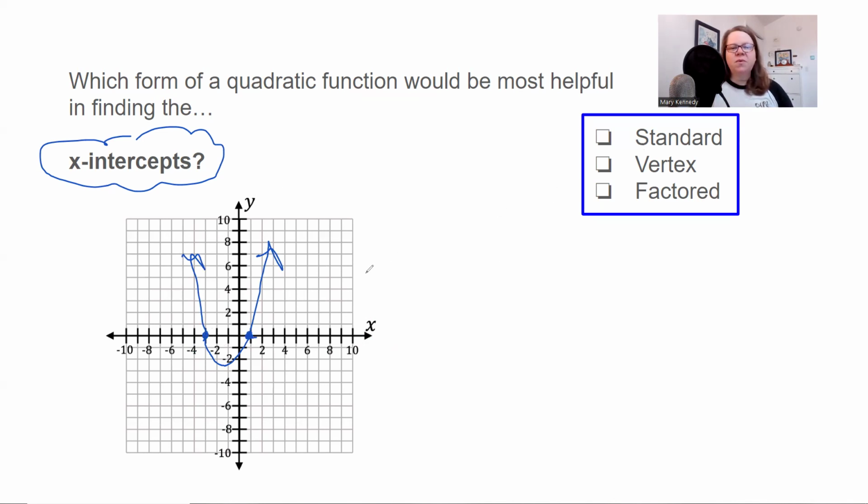Well, standard form is not going to have a 1 or a -3 in it. So we definitely don't want to use that. The vertex form is going to show us where the vertex is. That's great, but that's not the x-intercepts. So it must be factored.